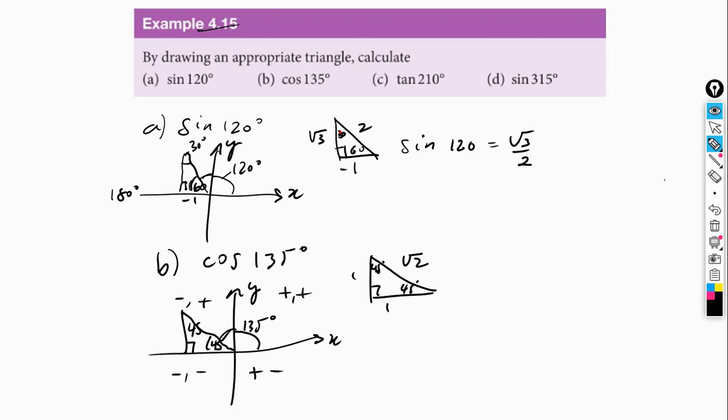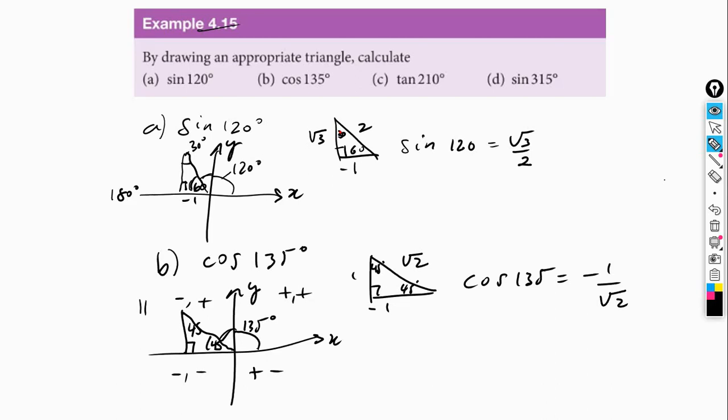So in other words, what does that mean? Well, x is negative in this quadrant, right? This is the second quadrant. X is negative. So we need to use a negative one. Now, that means that cosine of 135 degrees is going to be negative 1 over the square root of 2. Now you can verify these results with your calculator.